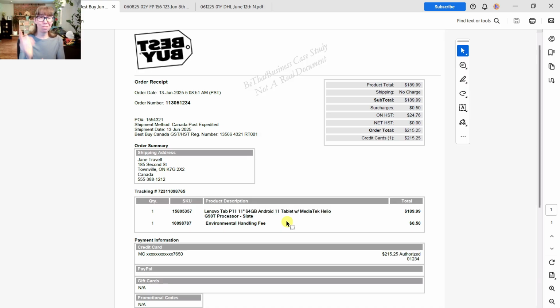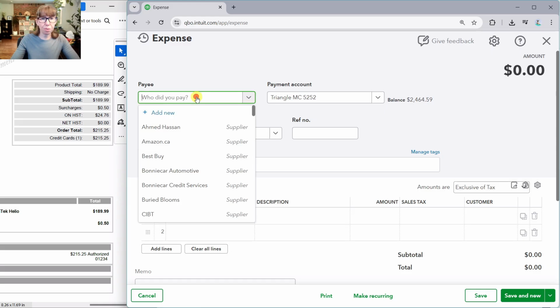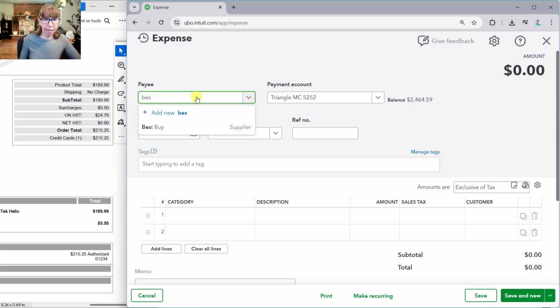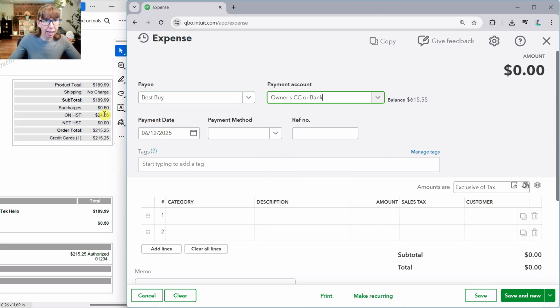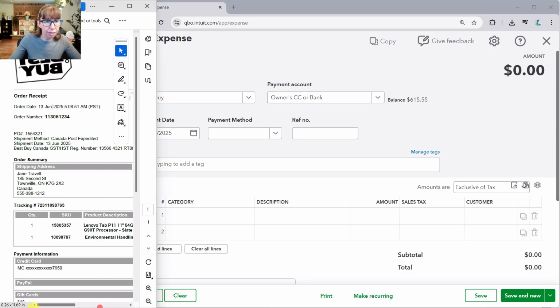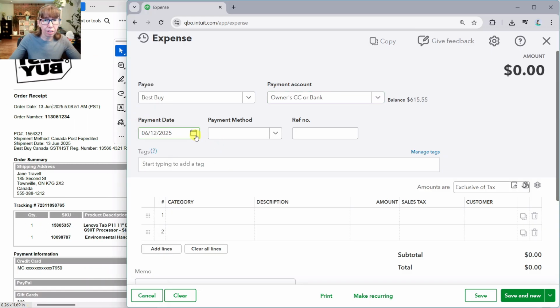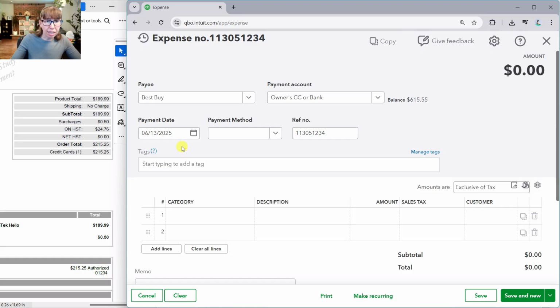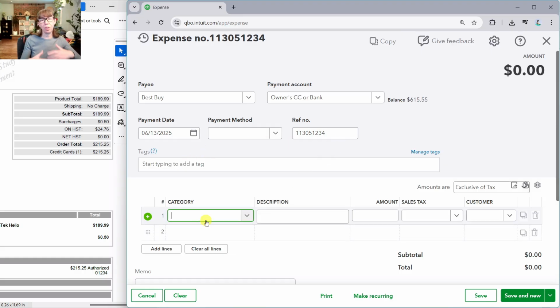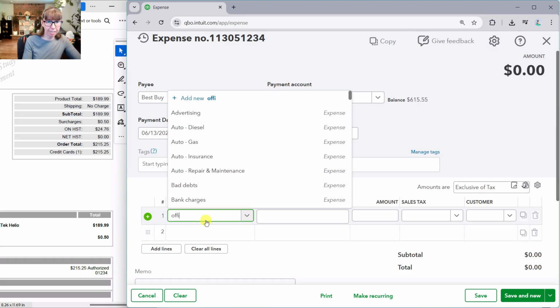Okay, TED Talk over. Let's go ahead and put this in. So this was Best Buy, and it was paid by the owner's credit card or bank, and that was June 13th. So we'll say June 13th, and there is an order number, so we can put that in, 11305, 1234. What a coincidence. And over here, we can say the category, so in this case, I'm going to put it to office supplies.